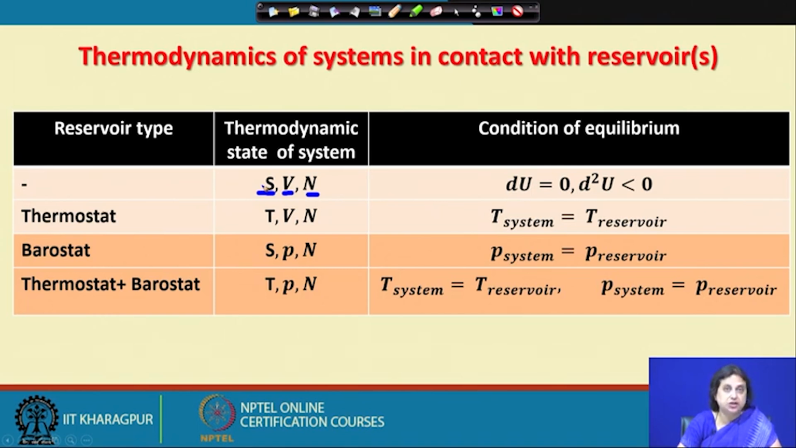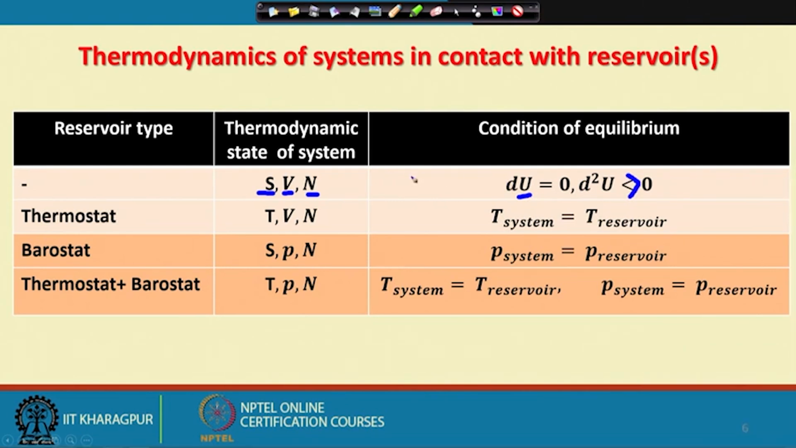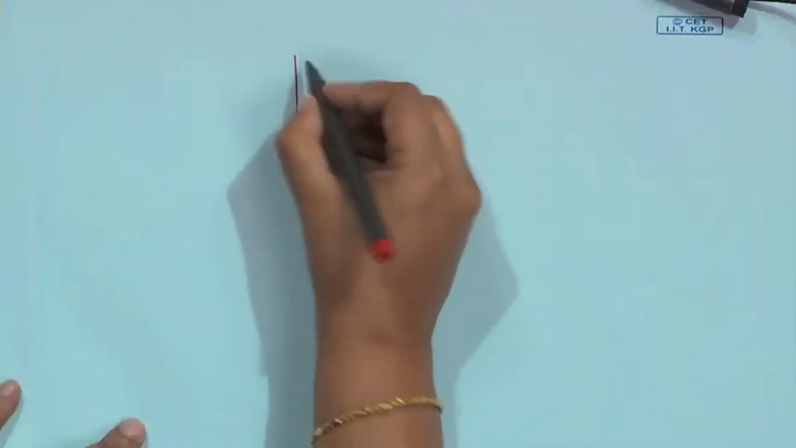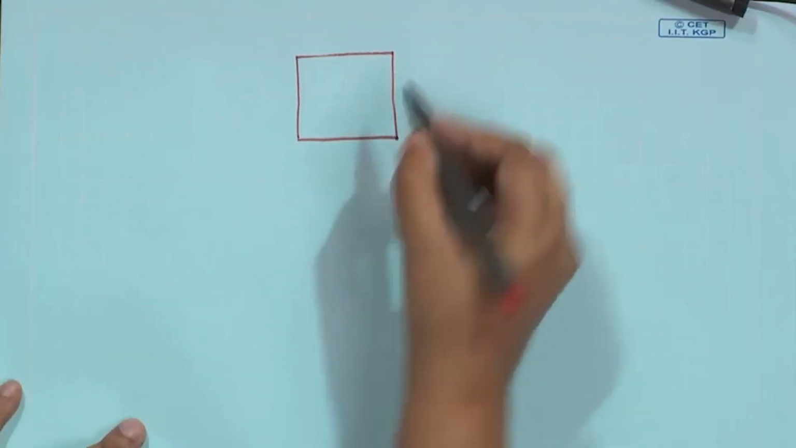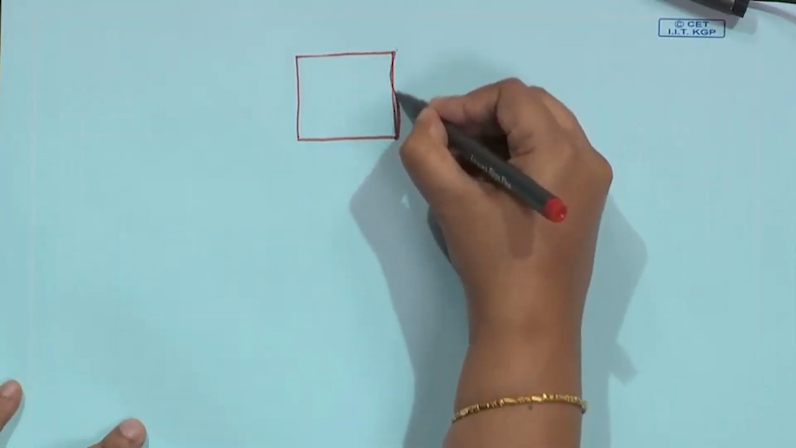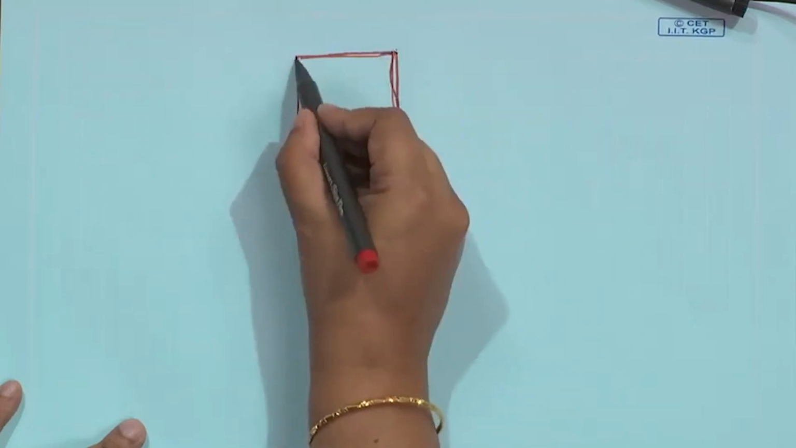And in this case, the condition of equilibrium requires that the associated energy, that is the internal energy, be a minimum. Okay. This is going to be a greater than sign. Now, if I attach a thermostat to the system which is otherwise isolated, this means that now I have a system like this. So, initially I had a system which is surrounded by adiabatic, rigid and impermeable wall.